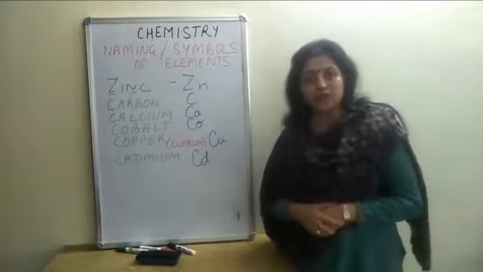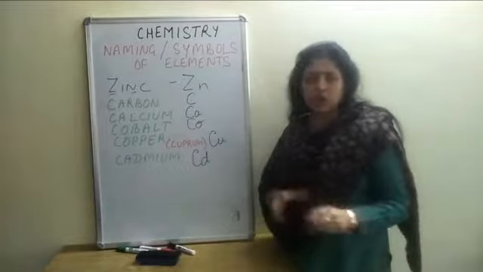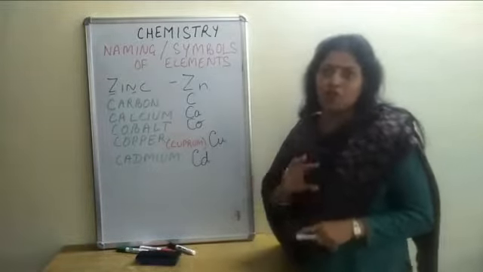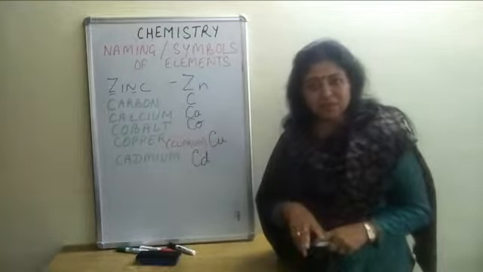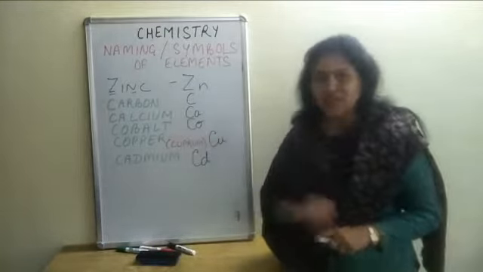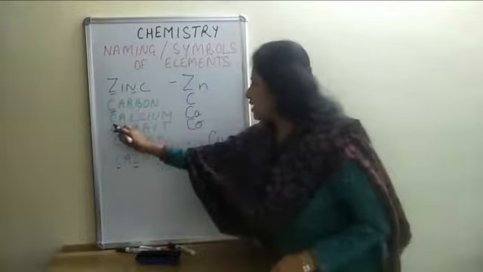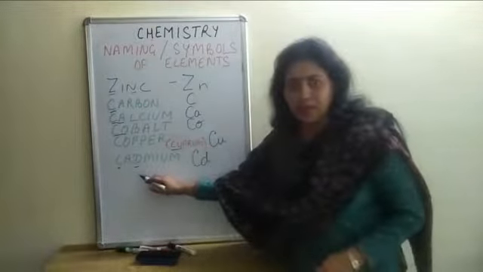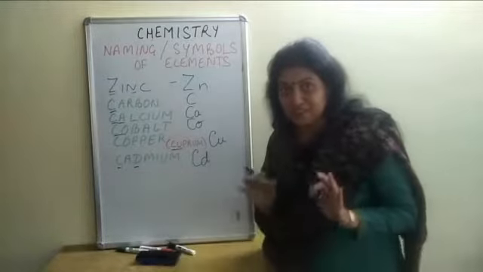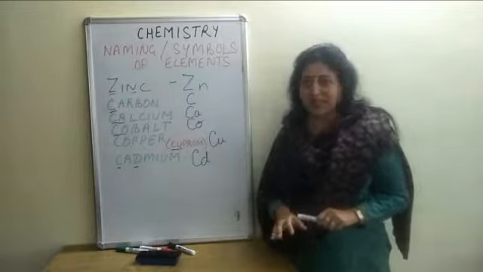Copper, like I told you earlier, we are using the Latin word, and you have Latin, Greek, we use these words. It really doesn't make a difference as long as you know how to name them. This is Cu, again the first and the second letters. But that's not the reason. Because if you look at cadmium, what has happened here? C and D. Here it was C, then Ca, then Co, then Cu. But then what's happened here? There is a confusion.